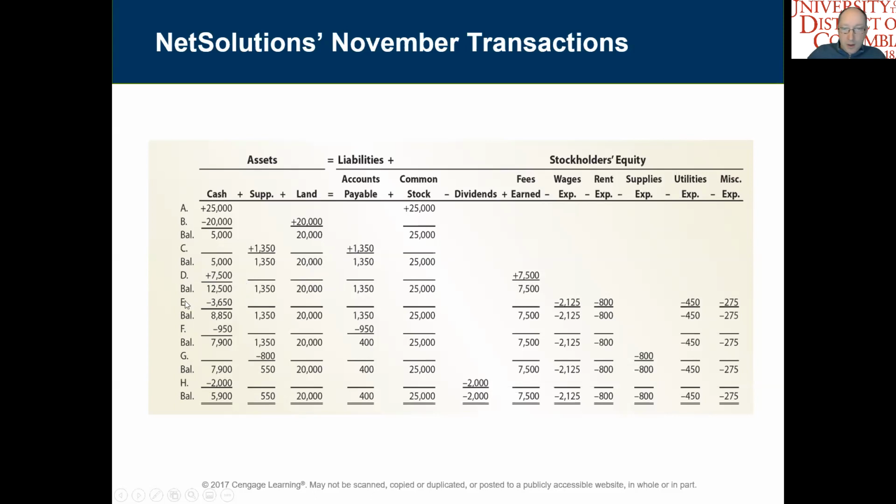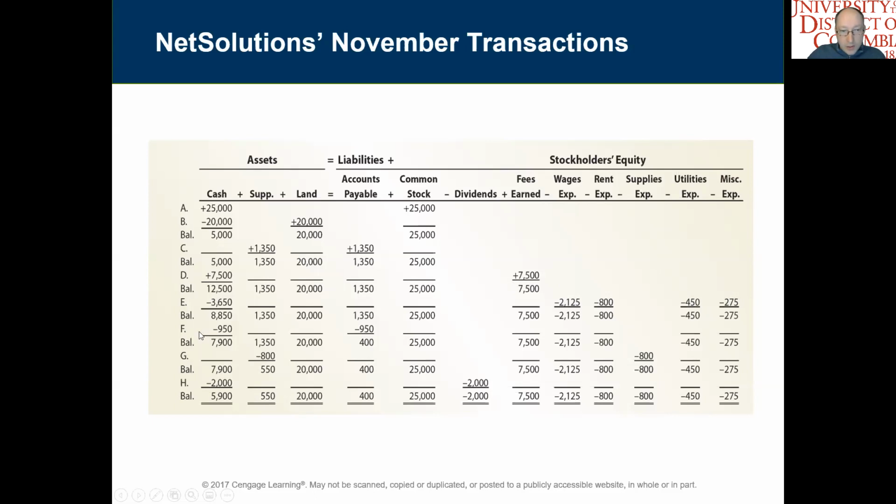The next transaction, it looks like we paid some employees and we paid some bills. So we decreased our cash by $3,650. To apportion that, we paid our employees $2,125. We paid our rent of $800. We paid our utilities of $450. And we paid our miscellaneous expenses of $275. As you can see, these four items, wages, rent, utilities, and miscellaneous expense, equal that $3,650 in cash that was paid out. The accounting equation is still in balance.